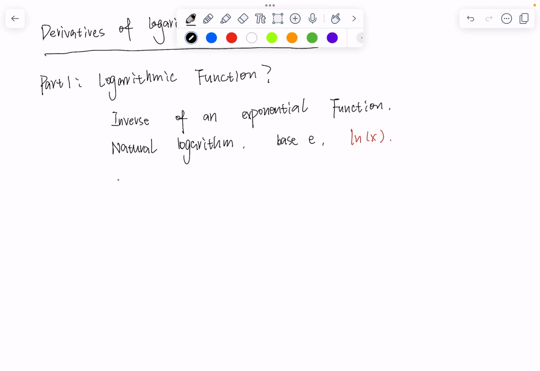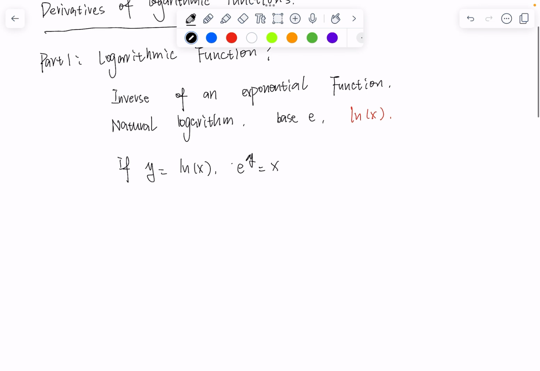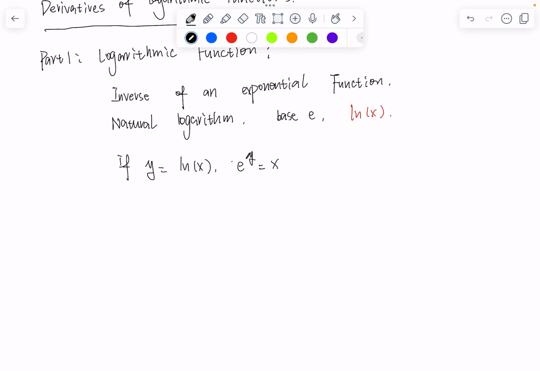So the key thing to remember is this inverse relationship. If y equals ln x, that is equivalent to saying e to the power of y equals x. They are the same. These two functions undo each other, and the relationship e to the power of ln x equals x will be the secret weapon in our derivation later on.